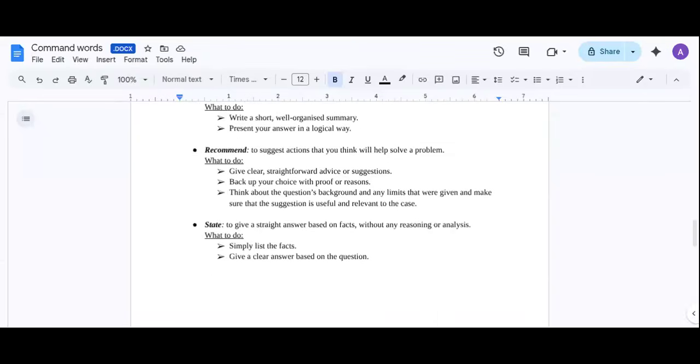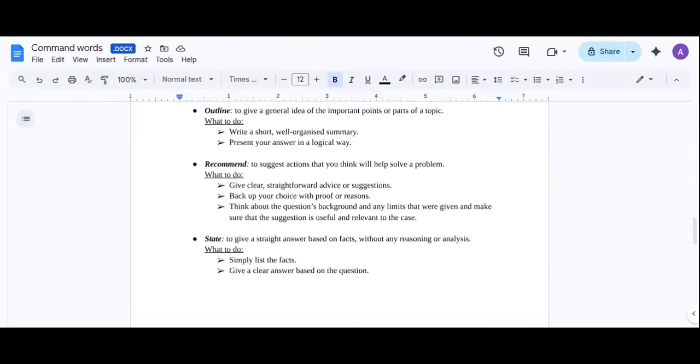Next word we have is recommend: to suggest actions that you think will help solve a problem. We know for sure recommend comes in those short answer questions, and of course in the essay as well. Recommend or suggest, those are the interchangeable command words. So what to do? Give clear, straightforward advice or suggestions. Back up your choice with proof or reasons.